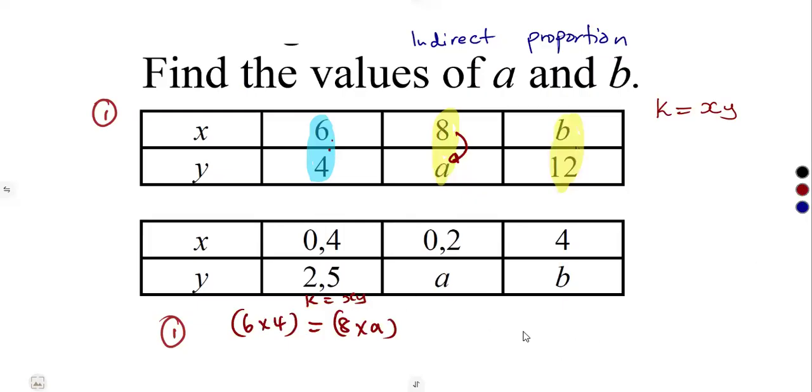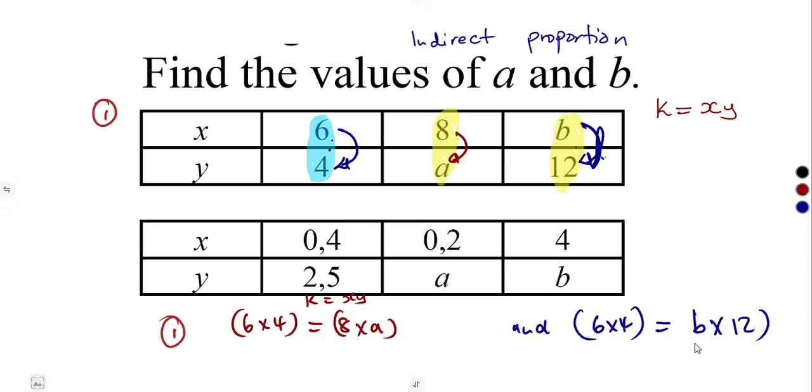So in the same way, if I take where it is complete, remember the first part here, it is complete. So I can say 6 times 4, X times Y, must be equal to this one again. It is the same throughout. So it must also equal B times 12. This is your condition. It is the same throughout.